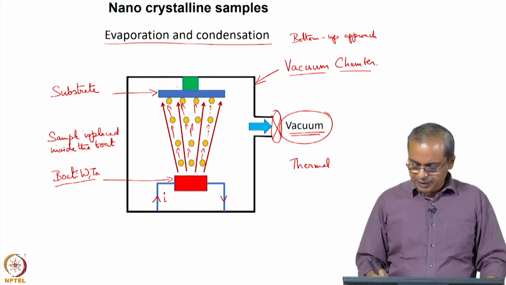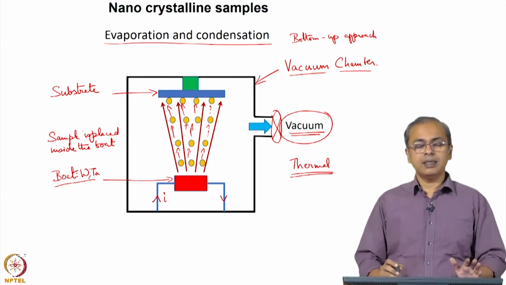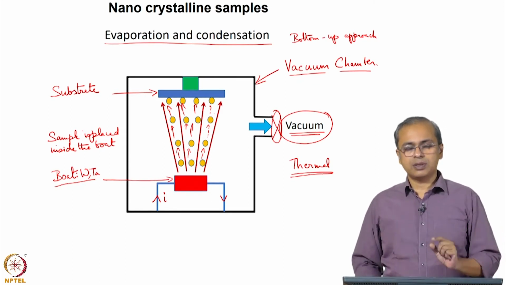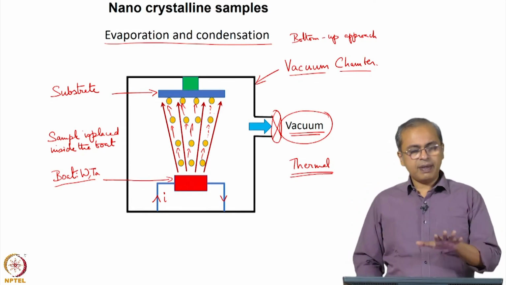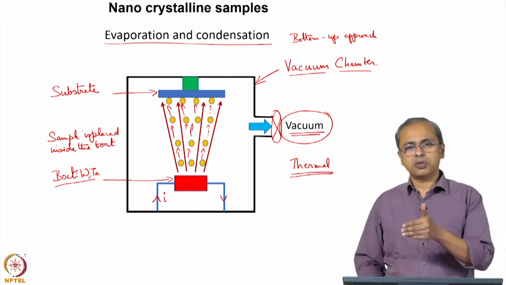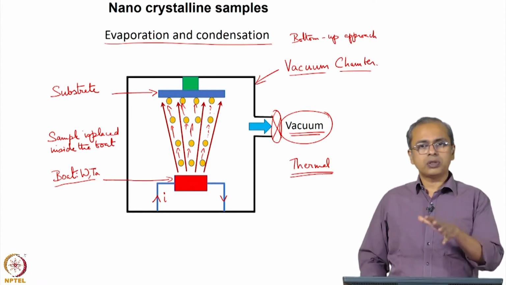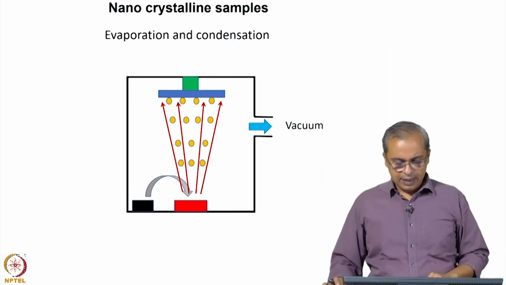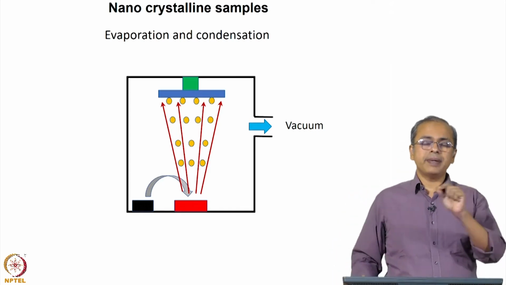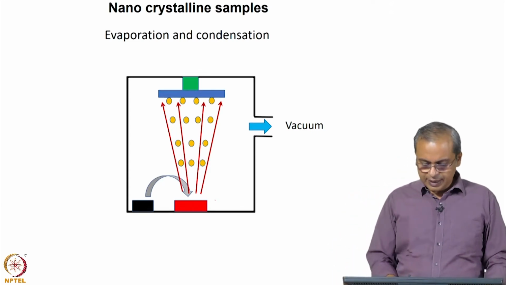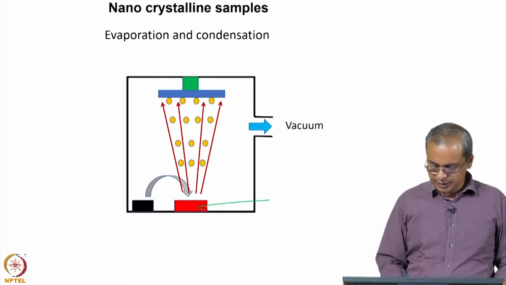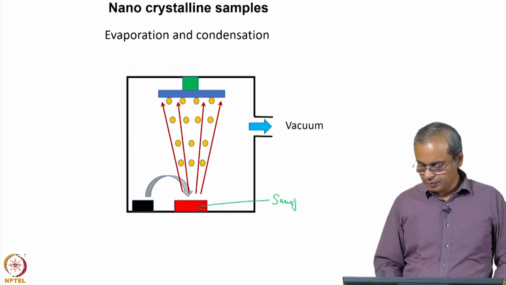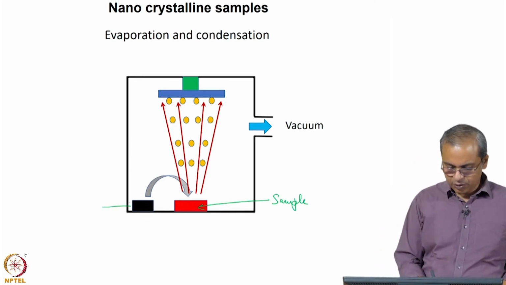This is a thermal evaporation process, and that is what we have described in this slide here, and it helps you get samples with small crystal size. We will continue with evaporation and condensation, but there are a couple of other variations on it which I will talk about. They all also get you these small crystal size samples. So, the next variation is one where you have an electron beam based evaporation process. You will see here, this is the sample, and this is a source of electrons.